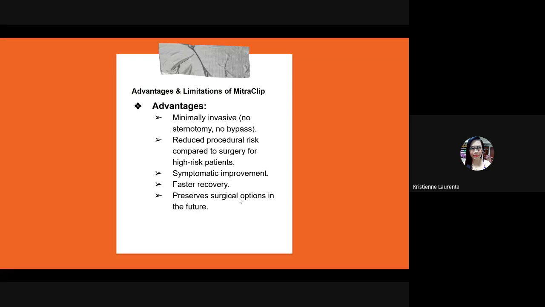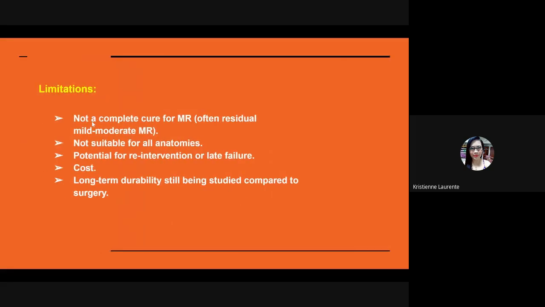preserved surgical options in the future. Then limitations: it is not a complete cure for MR. There is still residual mild to moderate MR, and it is not suitable for all anatomies. That's why assessment is very important. There is potential for reintervention if there is late failure. So reintervention is also advisable in the future if there is a recurrence of MR.